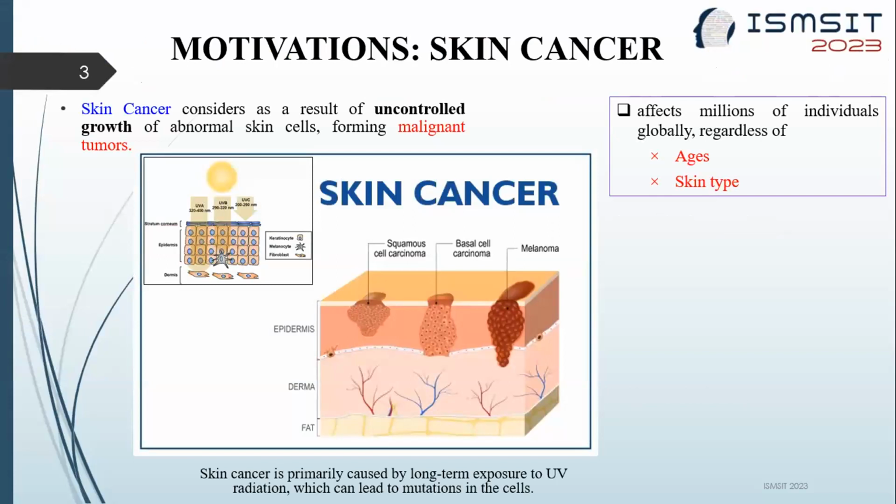Skin cancer is one of the most active types of cancer in the present decades, and it is a result of uncontrolled growth of abnormal skin cells forming malignant tumors. In fact, skin cancer is primarily caused by long-term exposure to ultraviolet radiation, which can lead to mutations in the skin cells. It can occur anywhere in the body, but is commonly found on exposed areas like the hands, face, neck, and lips.